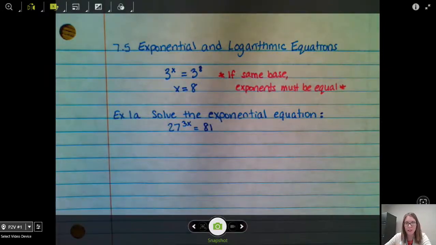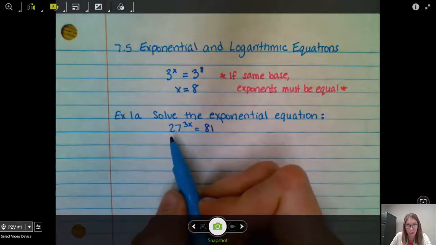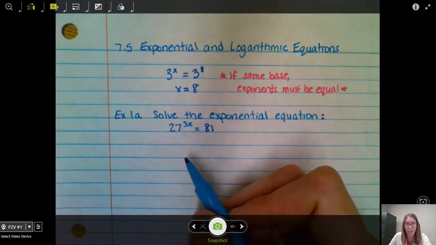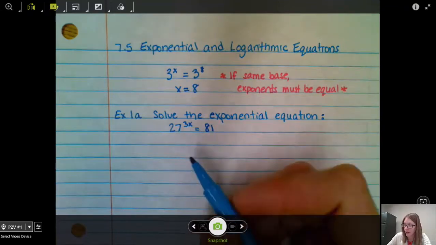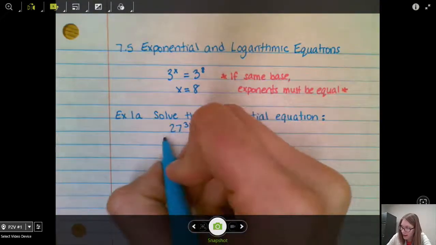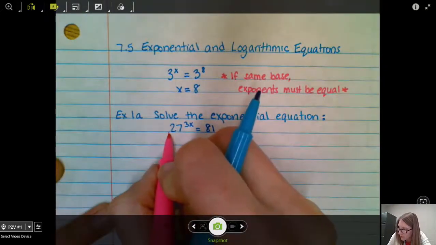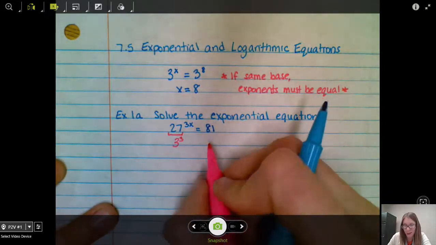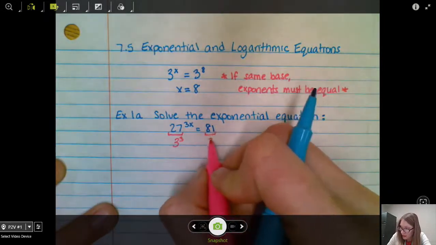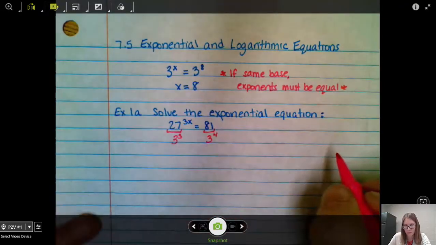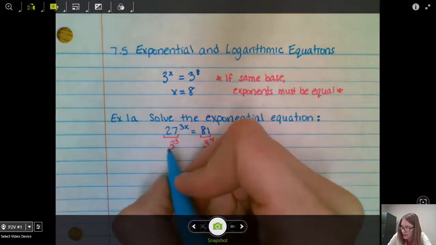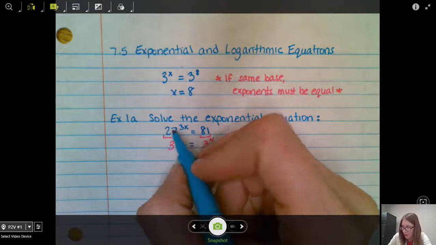Well, first step here, I want to see if I have the same base, which I don't. I have 27 to a power and then 81 over here. But can I make it so I have the same base on both sides of my equation? And I noticed 27, I could rewrite 27 as 3 to the 3rd power. And over here, I could rewrite 81 as 3 to the 4th power. That's nice, because now I have the same base. But over here on this left side, I still have the 3x as my original power.